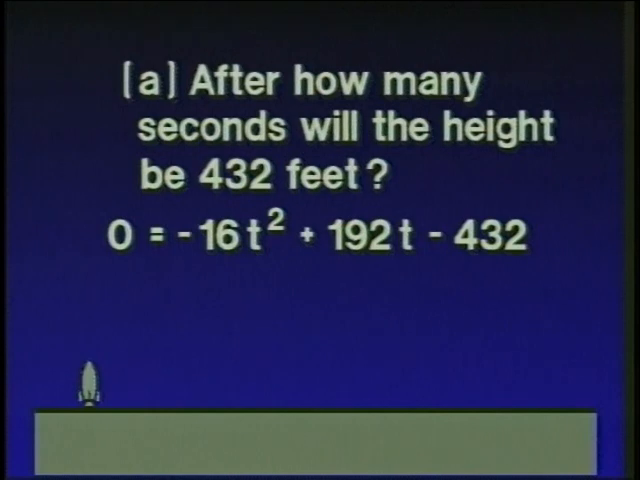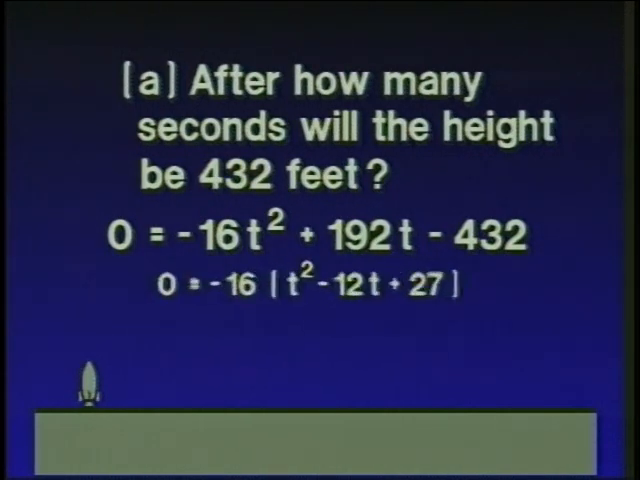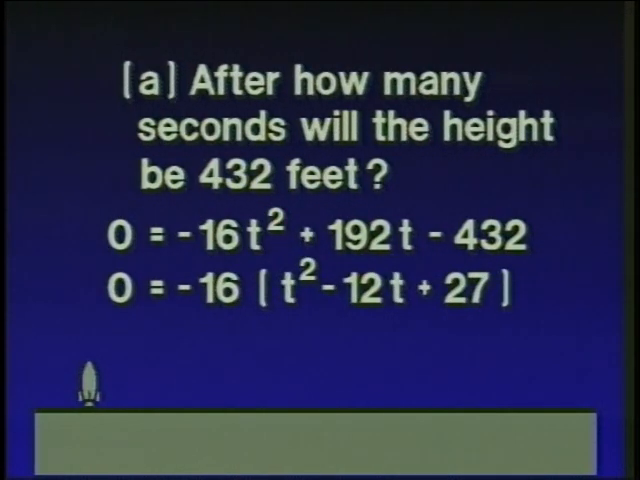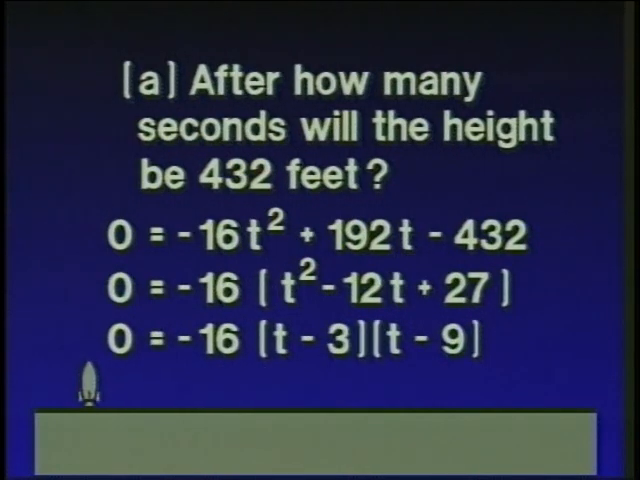We see a common factor of 16, and actually we'll take out that entire leading coefficient of -16. When we factor out the -16, we get t squared minus 12t plus 27. Now factoring the trinomial in parentheses, we get t minus 3 times t minus 9. The values of t that cause each factor to become 0 are 3 and 9.